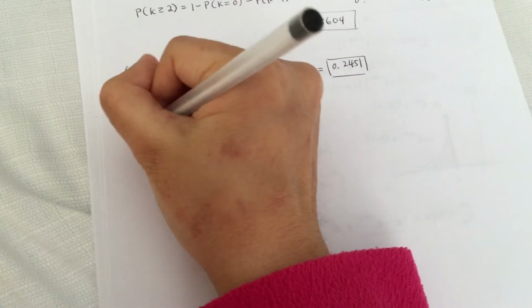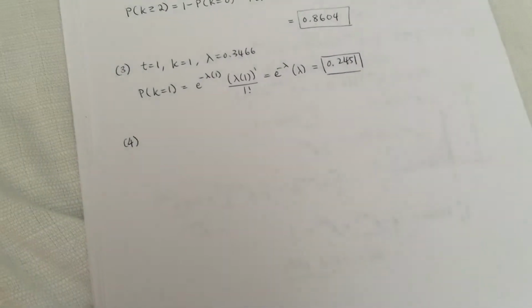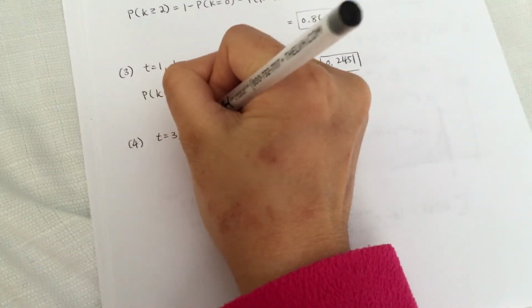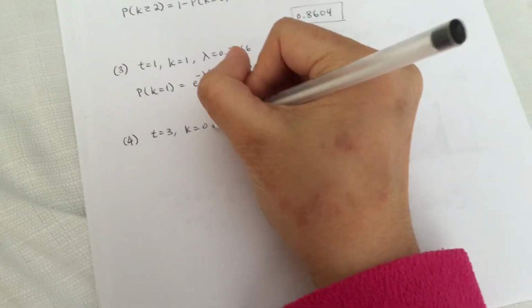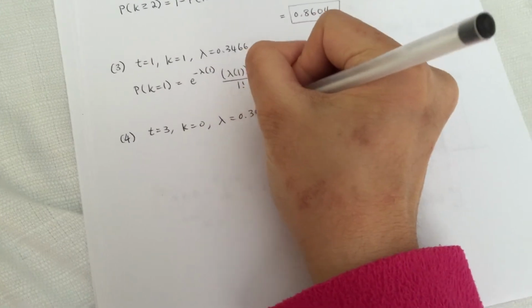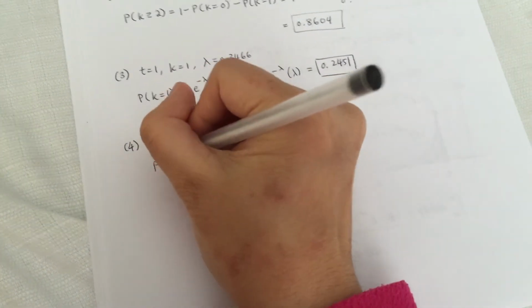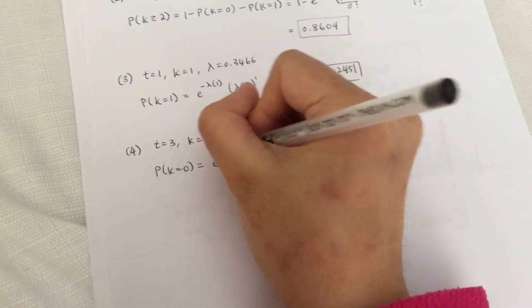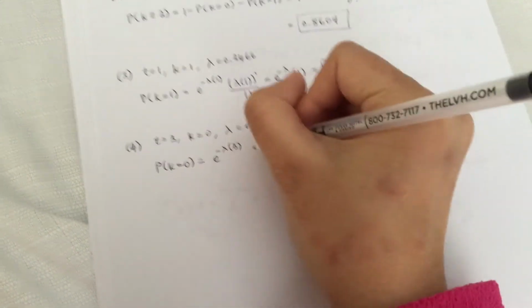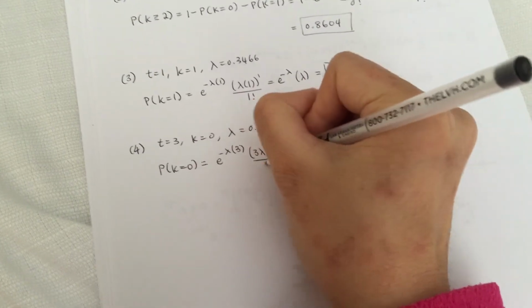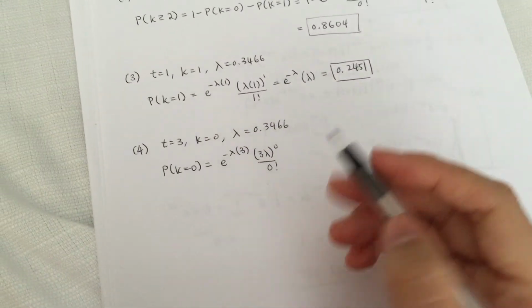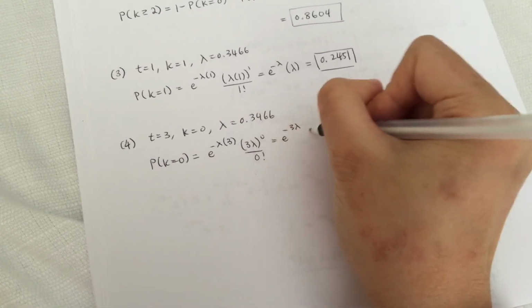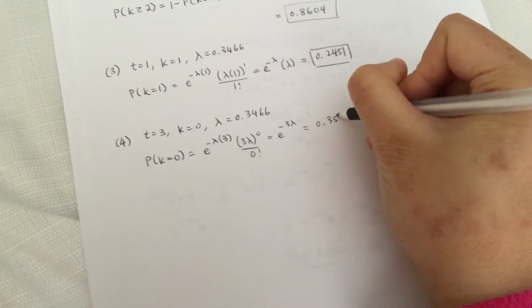In part 4, it asks, find the probability that in 3 minutes no customer arrives. So t equals 3, k equals 0, and lambda is the same. Again, you plug in values. k equals 0, and e to negative lambda times 3, and so this once again goes to 1. So you just get e to negative 3 lambda equals 0.3536.